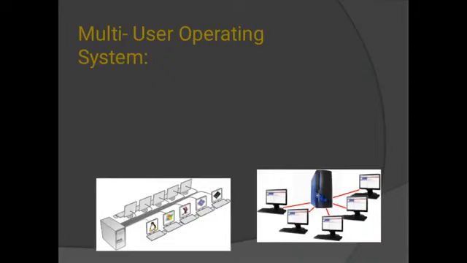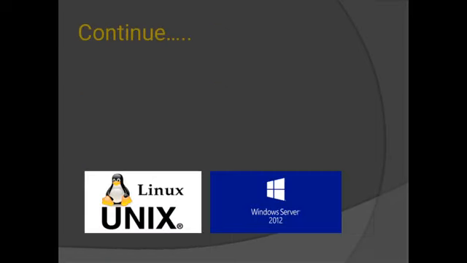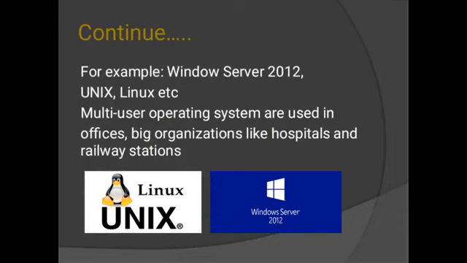Multi-user operating system. A multi-user operating system allows many people to use the same computer at the same time or at different times. Therefore, this computer is attached to many other computers. For example, Windows Server 2012, Unix, and Linux. Multi-user operating systems are used in offices and big organizations like hospitals and railway stations.